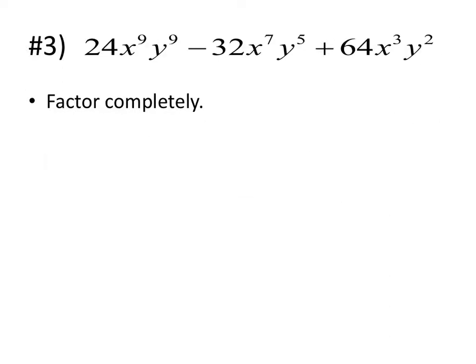Alright, first things first, always factor out a GCF. So 24, 32, and 64 all have an 8 in common. So I can factor out an 8. And then here I've got x to the 9th, x to the 7th, and x to the 3rd. So all of them have at least an x to the 3rd, so I can factor that out. Here I've got y to the 9th, y to the 5th, and y squared. So they all have at least a y squared that I can factor out.